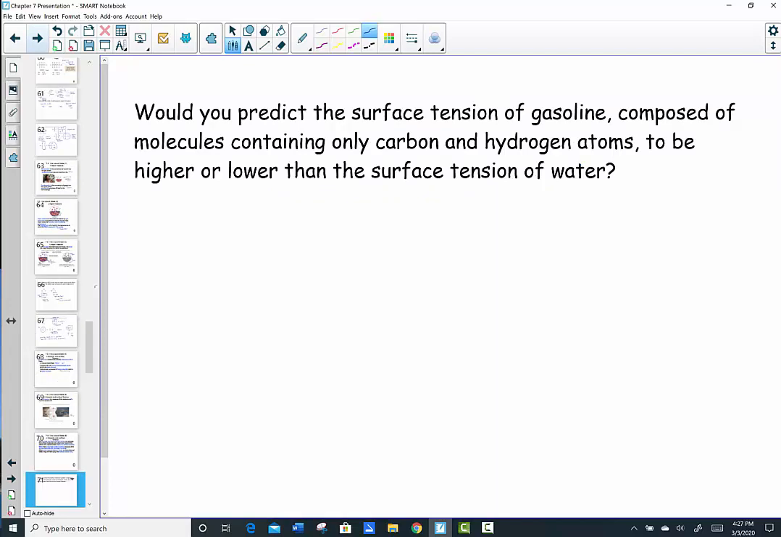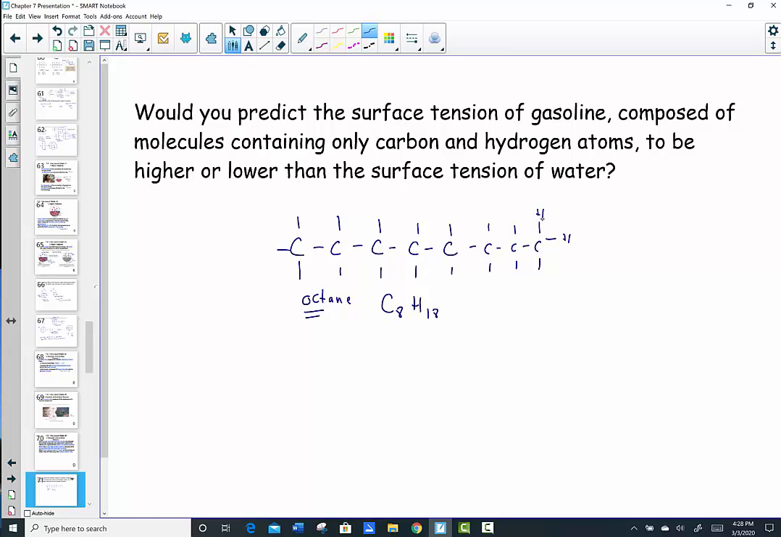Would you predict the surface tension of gasoline, composed mostly of carbon and hydrogen atoms? Well, you might not know this, but gasoline is composed of octane. Octane is an 8-carbon unit. Octane is 8 carbons. 1, 2, 3, 4, 5, 6, 7, 8. And of course, carbons need 4 bonds. So those are all the hydrogens satisfying 4 bonds of carbon. You would see C8H18. There's 18 hydrogens in there. And I just am not drawing them all. So there's octane.